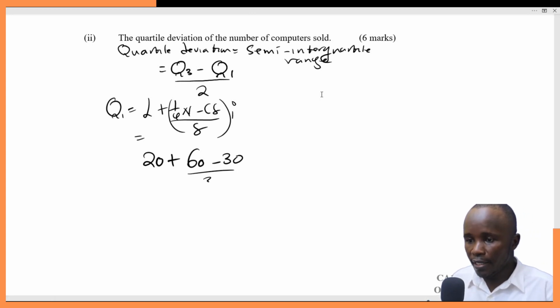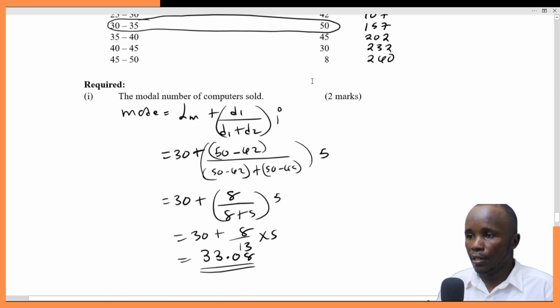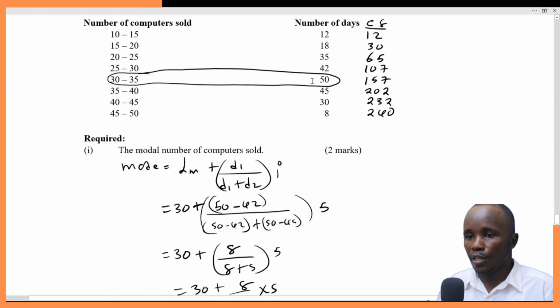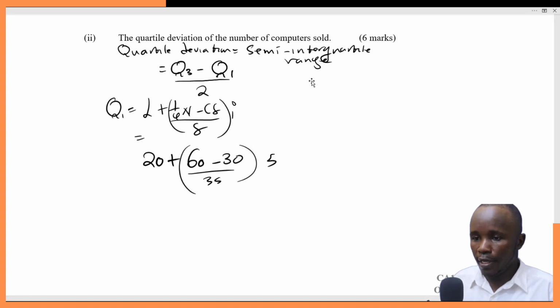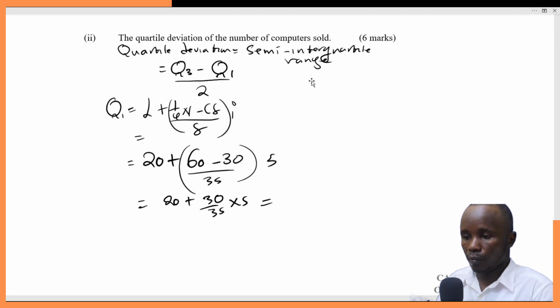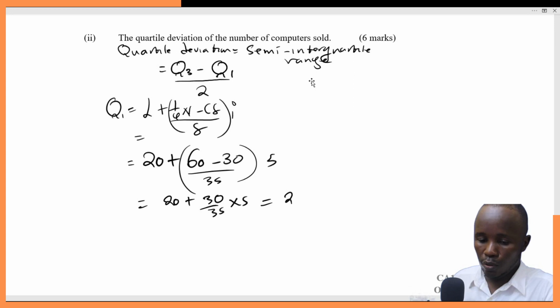The frequency of that class is 35, and the class width. I go back and check the class width. What is the class width? Class width is 5. So here I will have 20 plus 30 divided by 35, times 5. What do I get here? 4 point something, plus 20. This gives me 24.29.